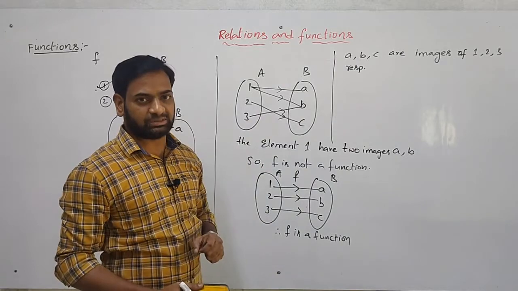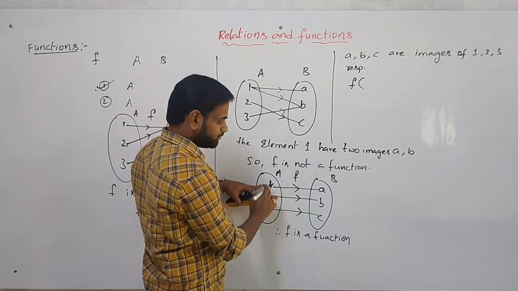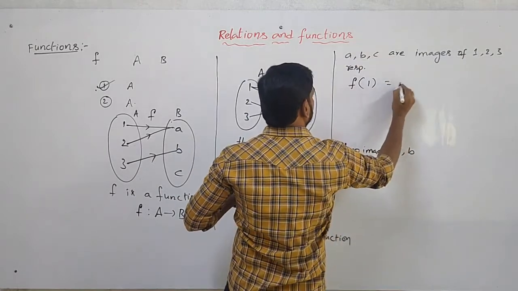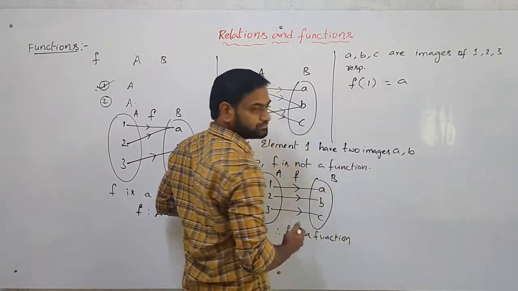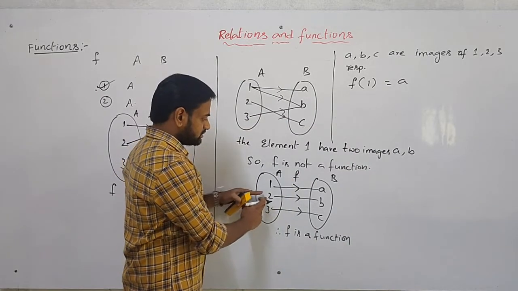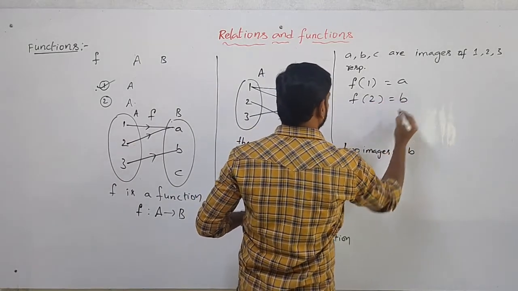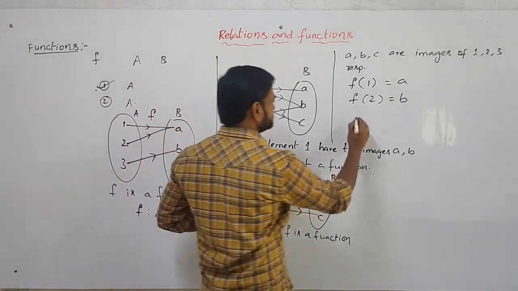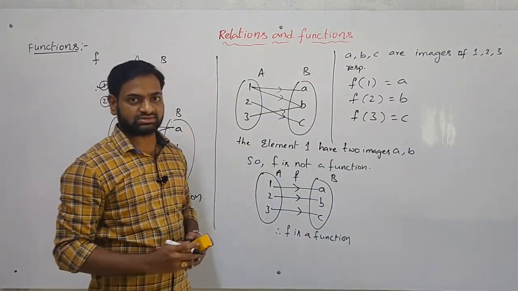So when we say these are the images, we can write f of 1 is equal to, what is the image? The image of 1 is A. F of 1 equal to A. Next, under the function f of 2 is equal to B. Next, under the function f, f of 3 is equal to C. We can write it like this.